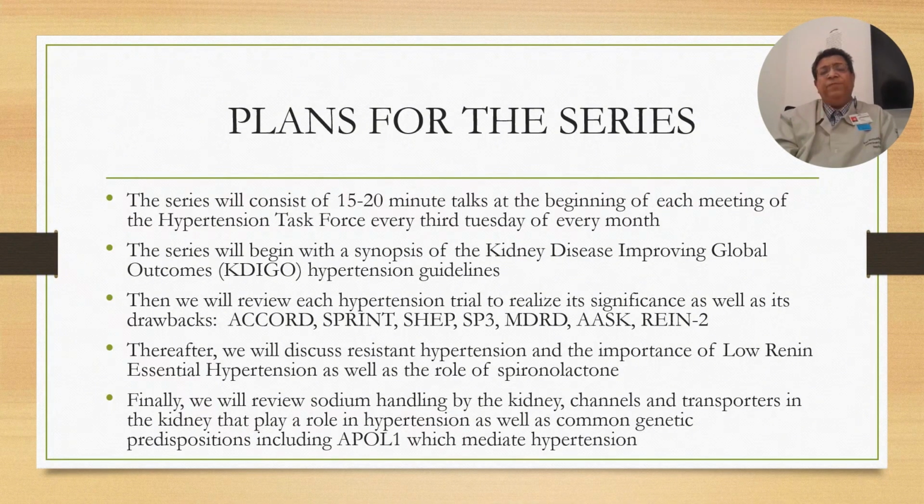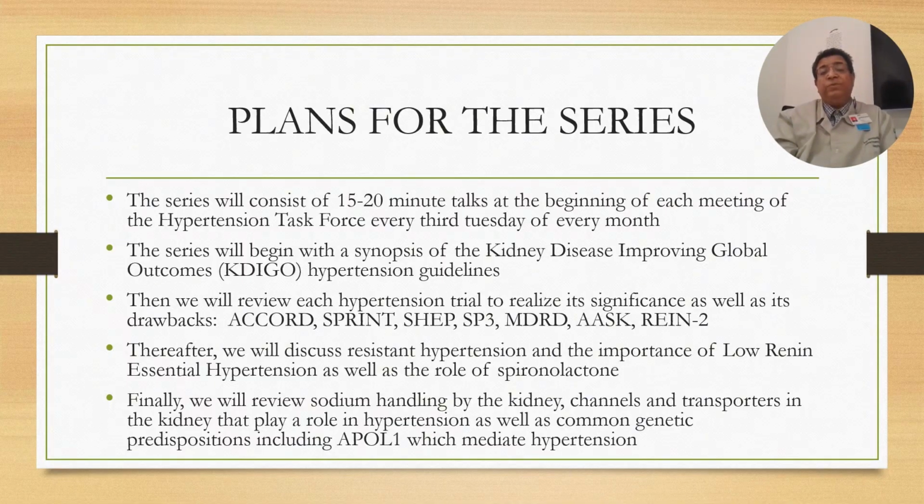This series will consist of 15 to 20-minute talks at the beginning of each meeting of the Hypertension Task Force every third Tuesday of every month. The series will begin with a synopsis of the kidney disease improving global outcomes, KDIGO hypertension guidelines. Then we will review each hypertension trial to realize its significance as well as its drawbacks, including the ACCORD trial, the SPRINT trial, the SHEP, SP3, MDRD, ASK, RHINE2, and other trials.